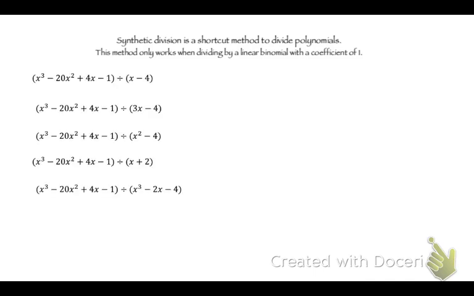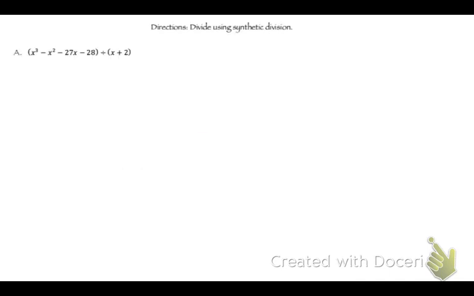Okay, so if we have these 5 different examples here, that first one I can use synthetic division on because it's just an x there. The second one I cannot because it's a 3x. Third one I cannot because it's an x squared. That fourth one I can because it's just an x. Fifth one I can't because it's an x cubed. Okay? So let's divide this using synthetic division.